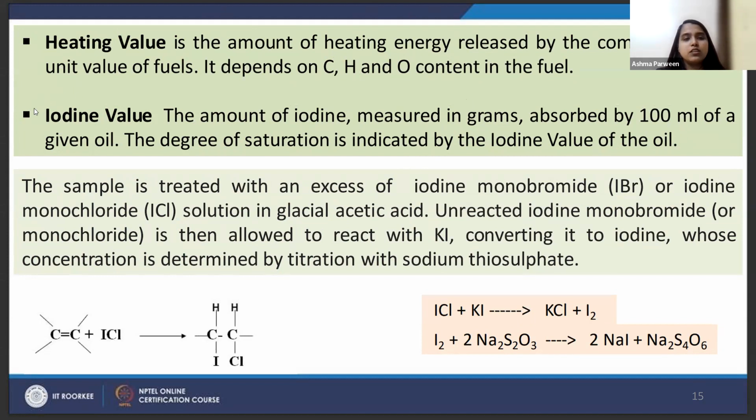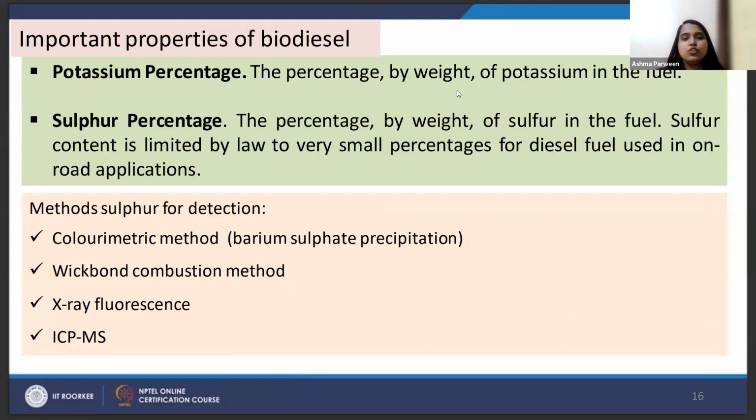Next is the iodine value. It is the amount of iodine which is absorbed by 100 ml of the given oil. Next is potassium percentage: how much potassium is present in the fuel? Next is sulfur percentage: what is the percentage of sulfur in the fuel?